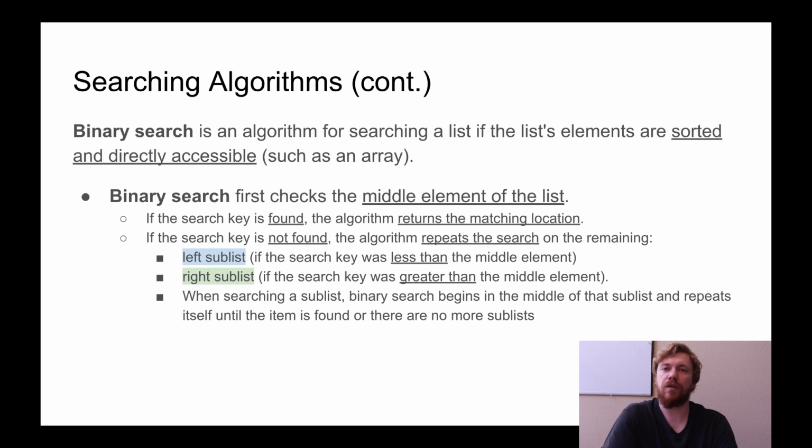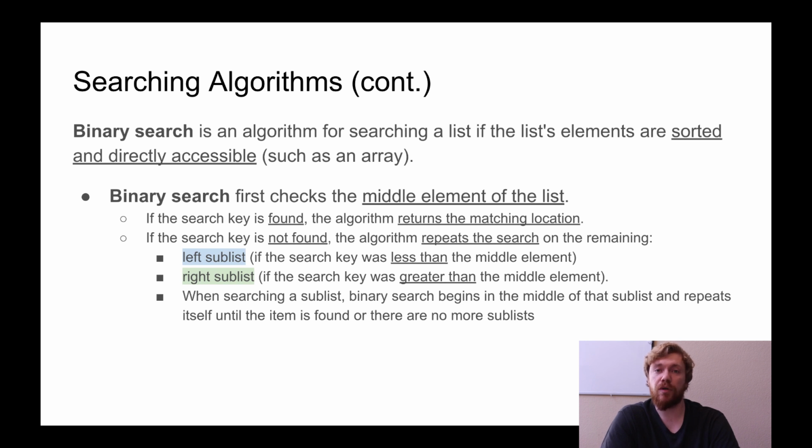So what am I talking about here? Well, basically what happens is you start at the middle, and if the middle is not the element you're looking for, since your list is sorted, it's very easy to know whether or not the element you're looking for is greater than the middle element or less than the middle element.